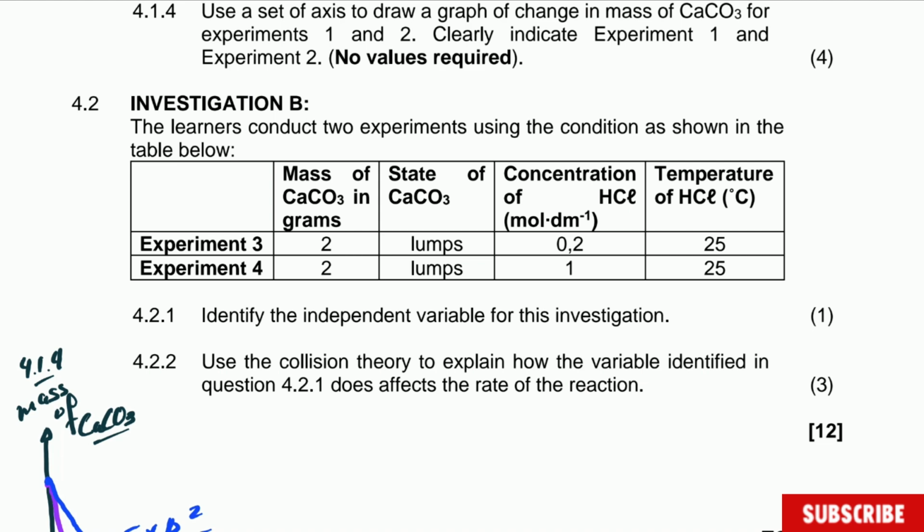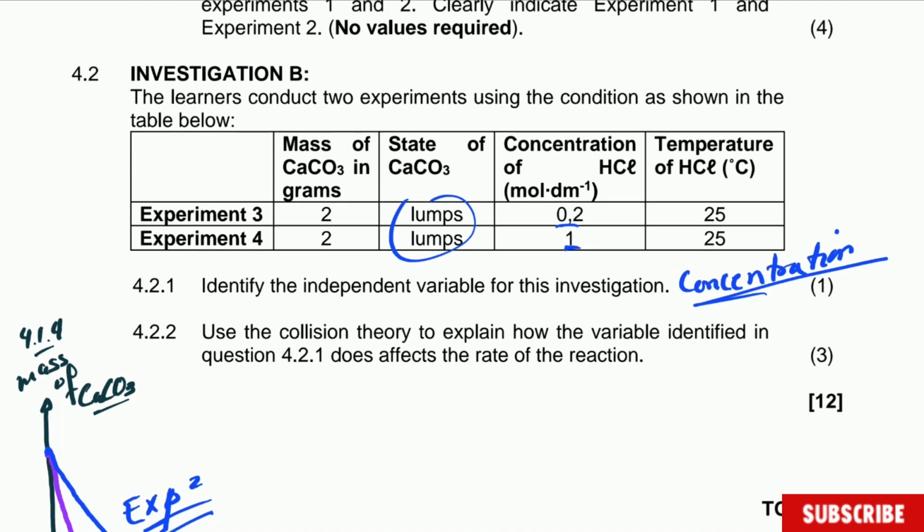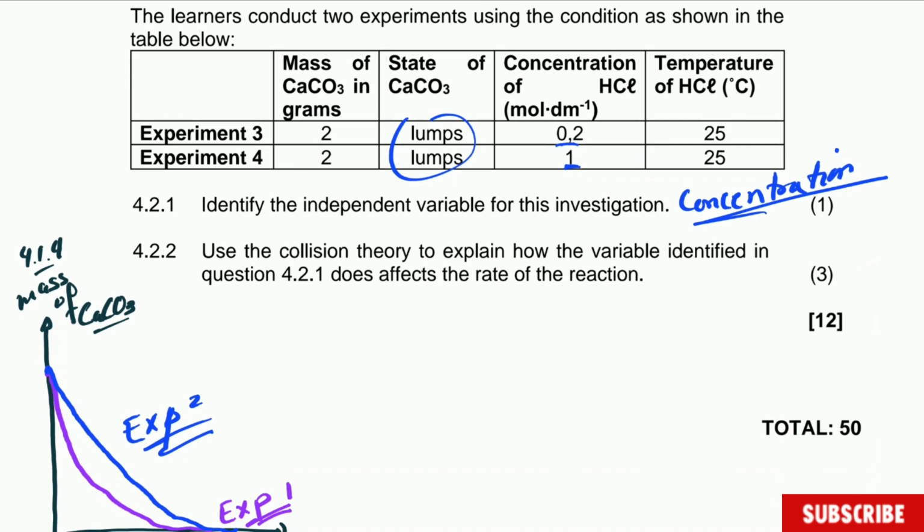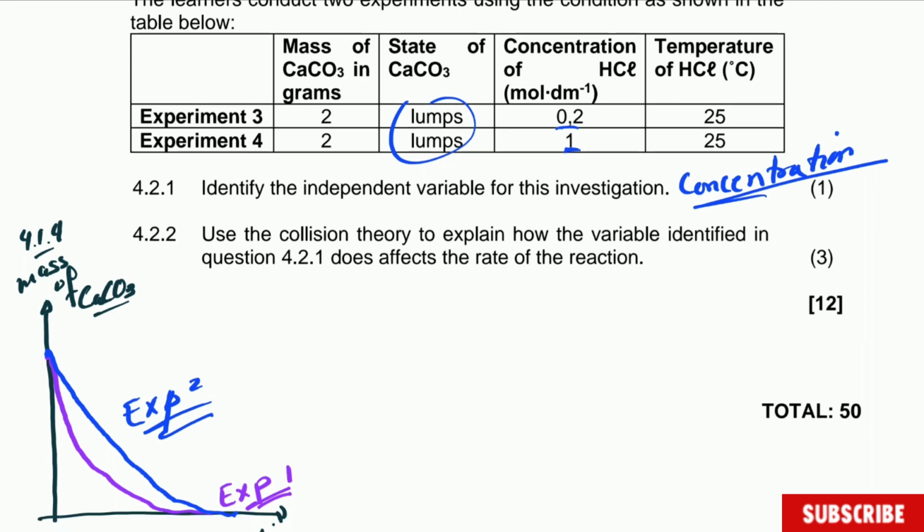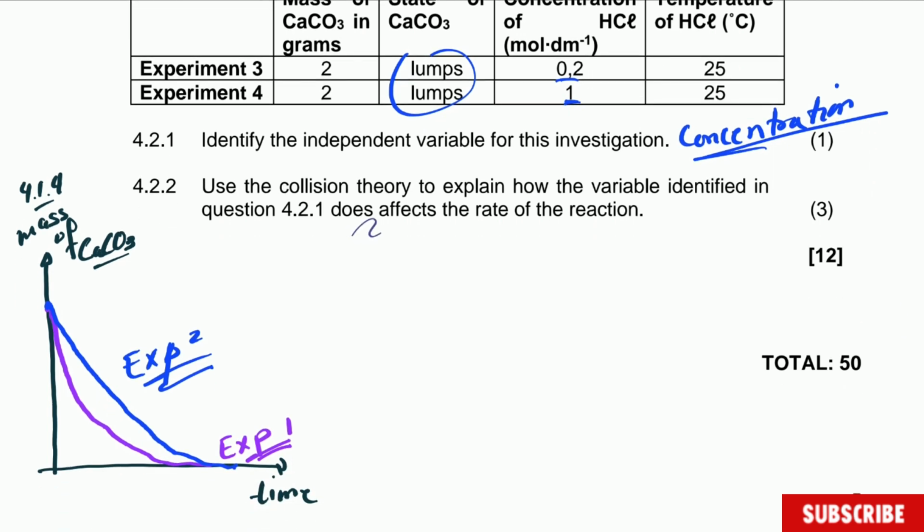Learners conduct two experiments using conditions as shown below, and in this case they use lumps, but they now change the concentration. So identify the independent variable for this investigation, guys: it is concentration. You can see that what they changed was the concentration of the two experiments. Use the collision theory to explain how the variable identified in question 4.2.1 does affect the rate of the reaction.